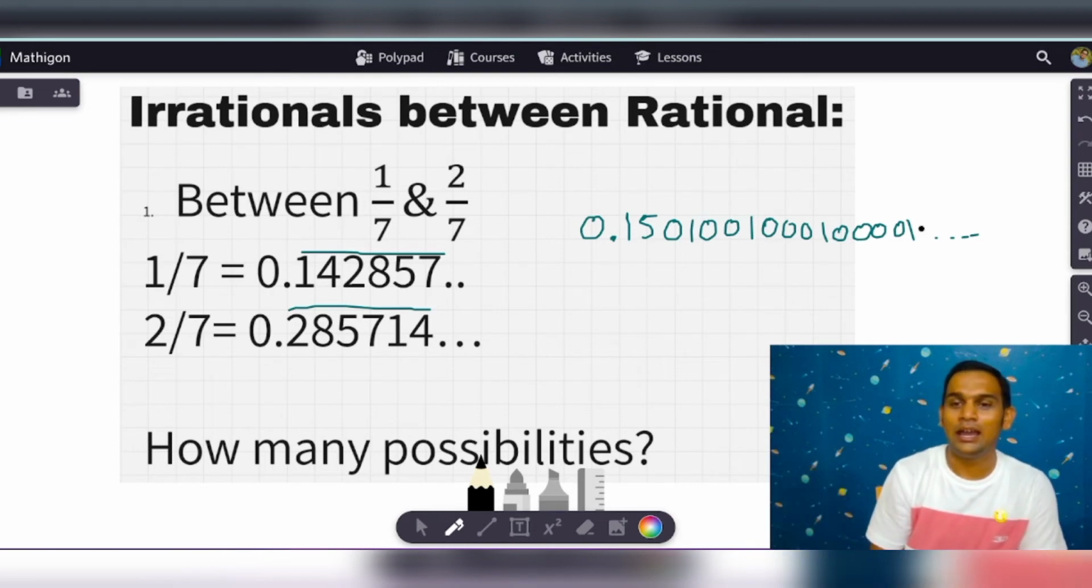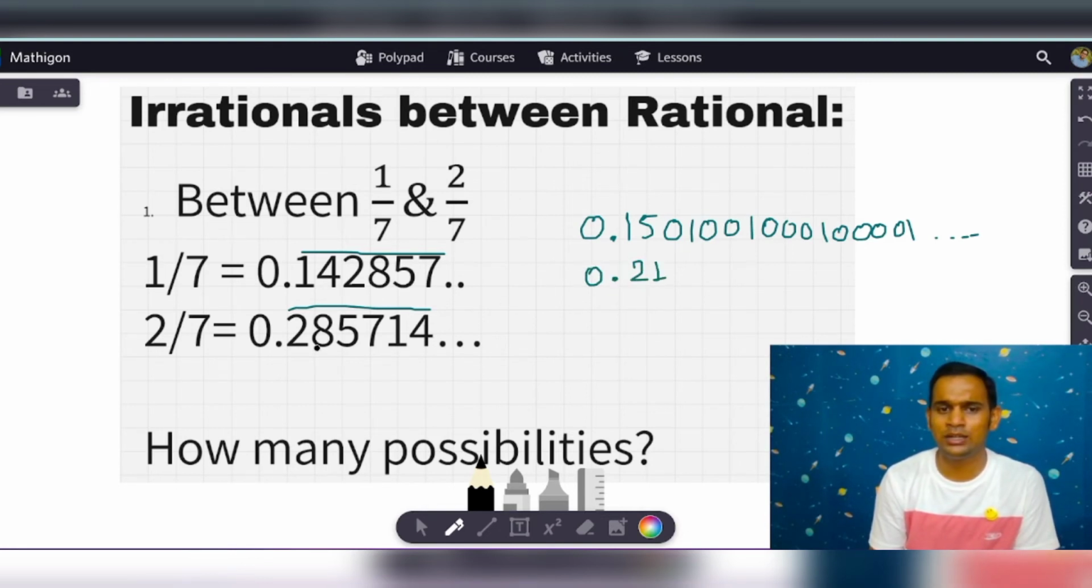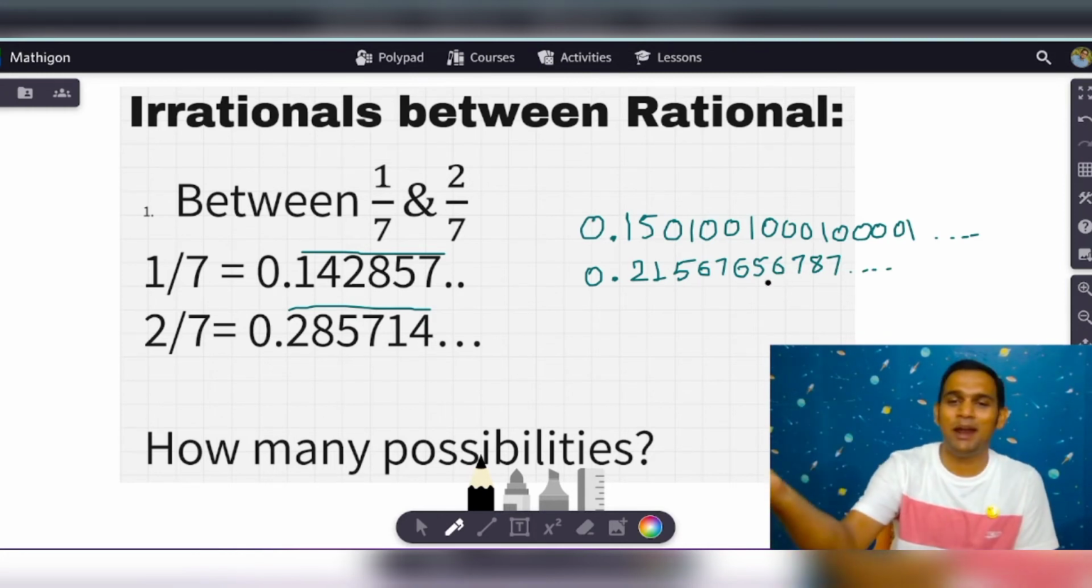Let's try to make one more. 0 point, I'll make 2 1. As you can see, 0.21 is greater than 0.14 and less than 0.28. After 2 1, I can write 5 6 7 6 5, again 6 7 8 7, and this particular continuation. There is no repetition. I'm just making a pattern out of the numbers.